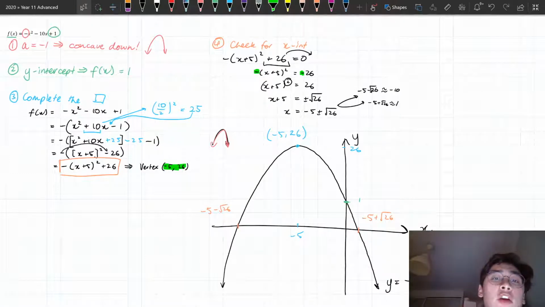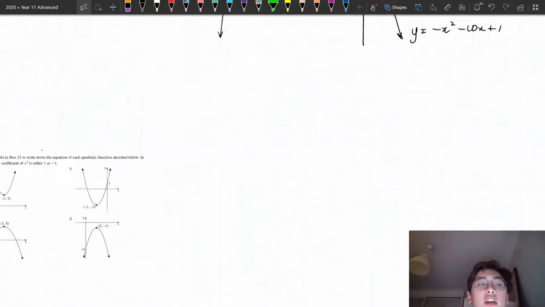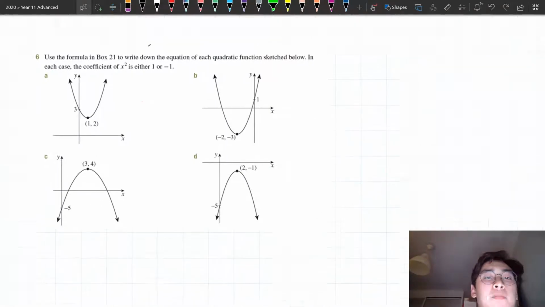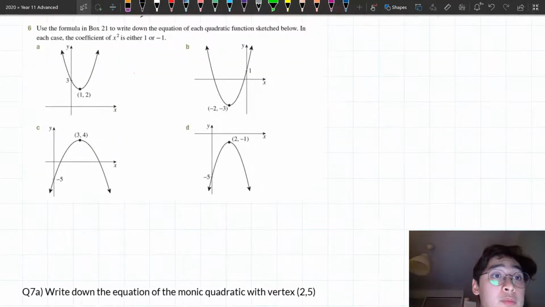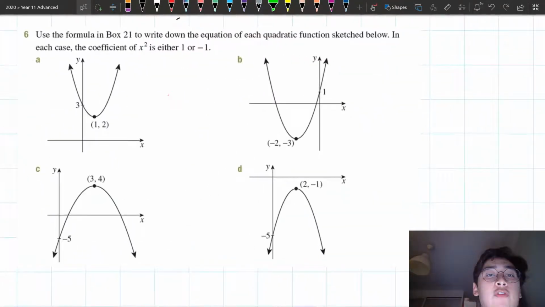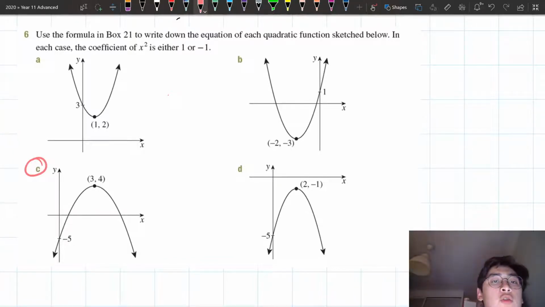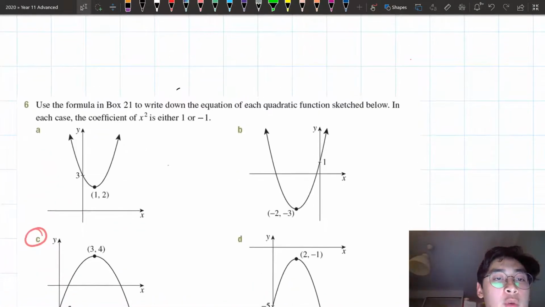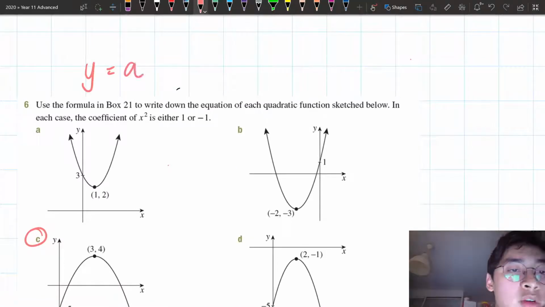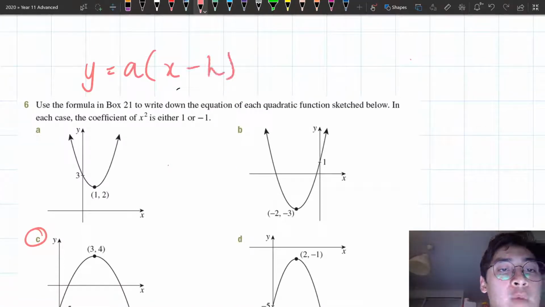What I'm going to do is go through two more questions that are in your textbook chapter. This first one, I'm going to look at part C, 6C. I want to use the formula in box 21. It was our general completed-the-square version of our parabola.